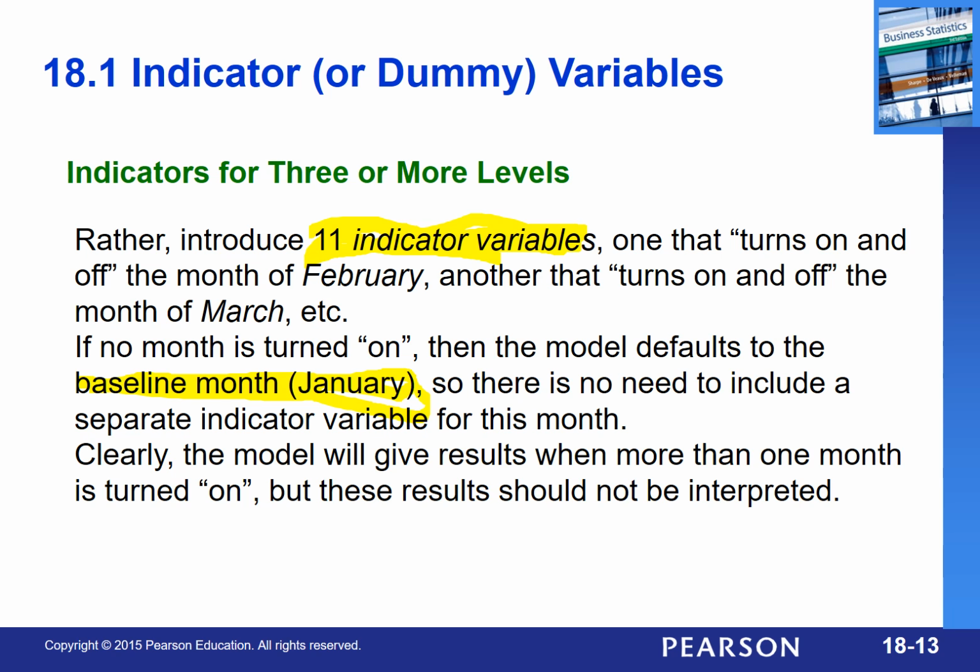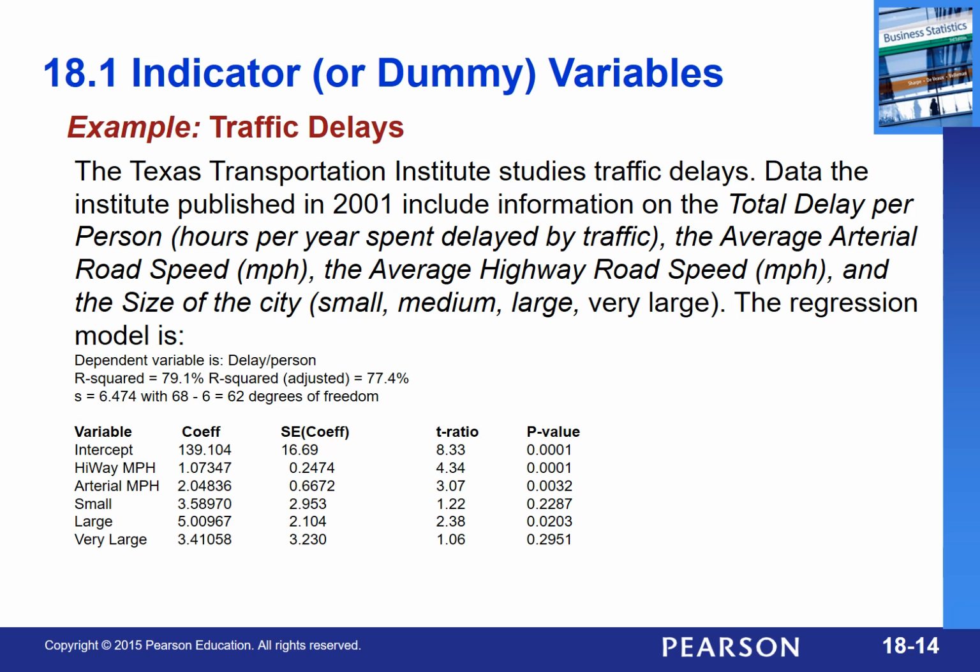That's all it does. Okay, so here's an example for you involving the Texas Traffic Institute. We've looked at this data once before, but it's all about how long people in traffic are delayed. And then we can look at the different values spent in here. So here are the variables: total delays per person, hours spent delayed in traffic, average arterial road speed, the average highway speed, and then the size of the city: small, medium, large, and then very large. And that gives us the following regression model.